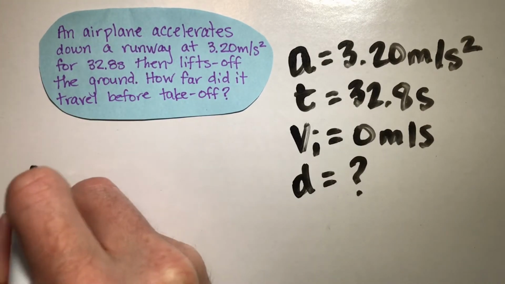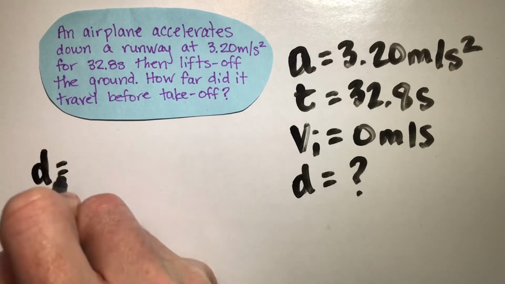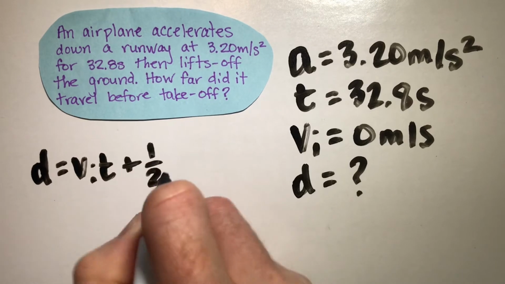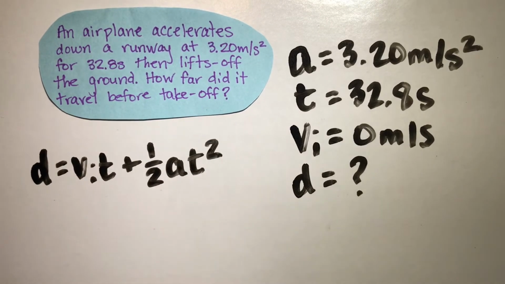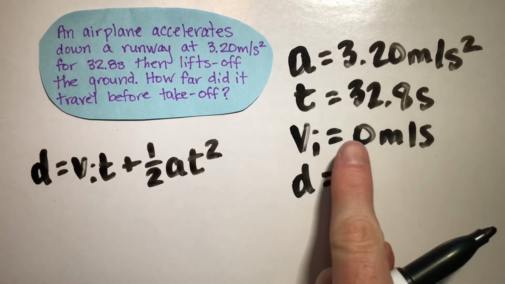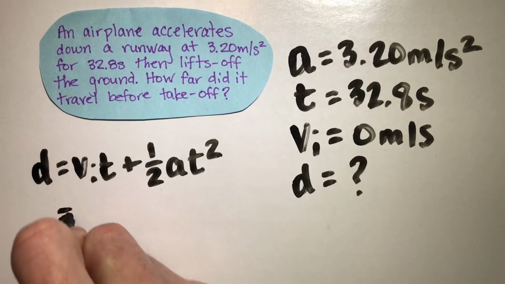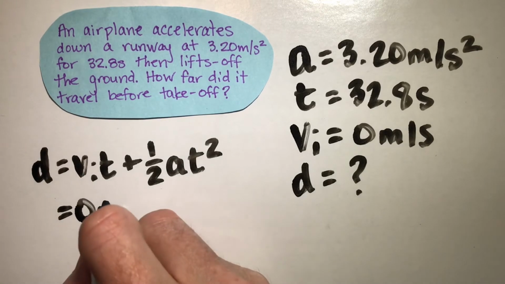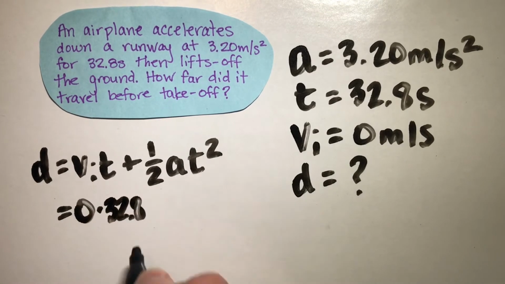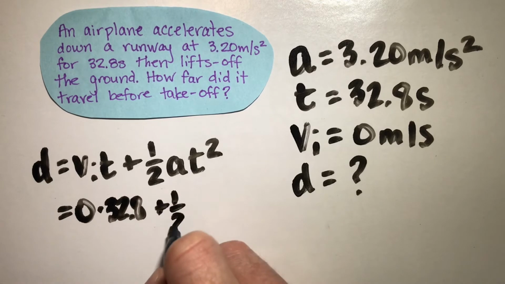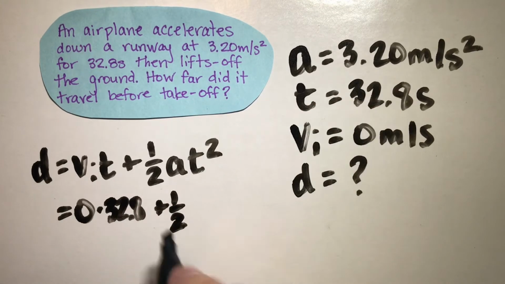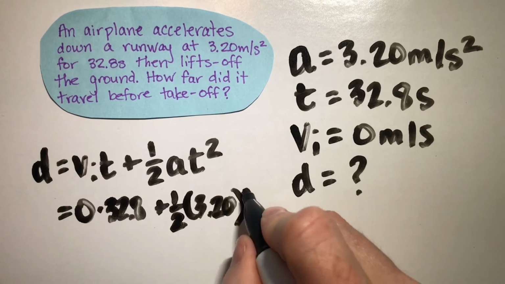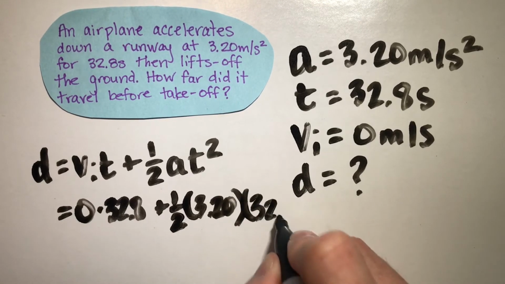Now keep in mind, our equation was displacement is equal to initial velocity times time plus 1/2 acceleration times time squared. Let's fill in the variables that we know. I know that the initial velocity is 0, so we have 0 times time, that was 32.8 seconds. We're going to add that to 1/2 of our acceleration, which is 3.20 meters per second squared, times our time squared, which is 32.8 seconds.